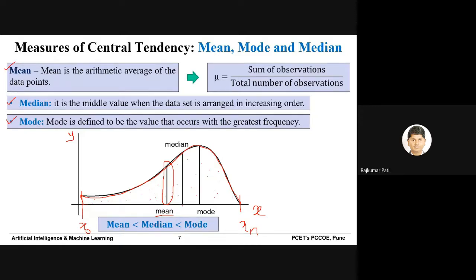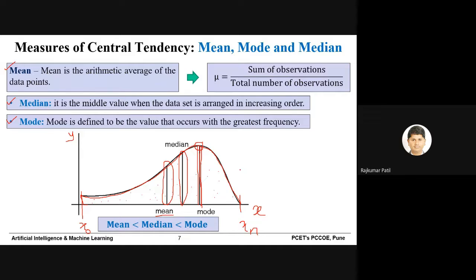Then this is the median in this case. So when the data points are arranged in ascending order, it is the middle value. Again, mode is nothing but the value that occurs with the greatest frequency. When you look at this distribution, in this region maximum data points are concentrated. So that's why this particular point is called a mode.